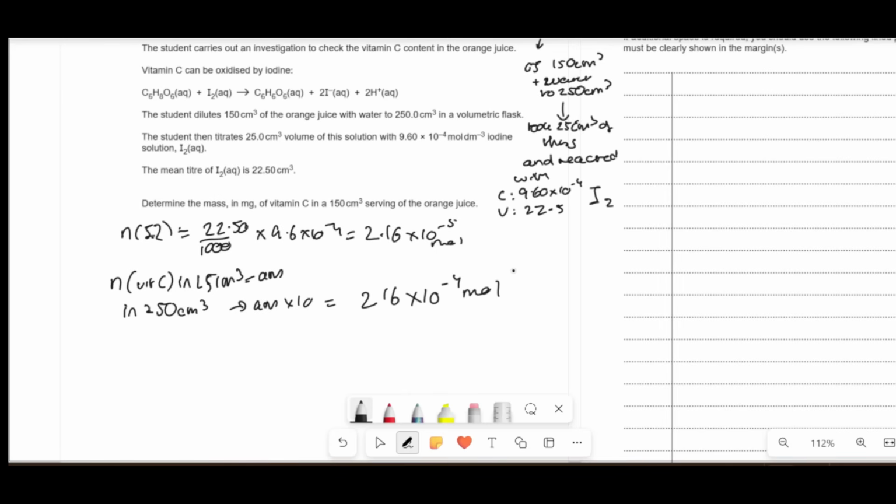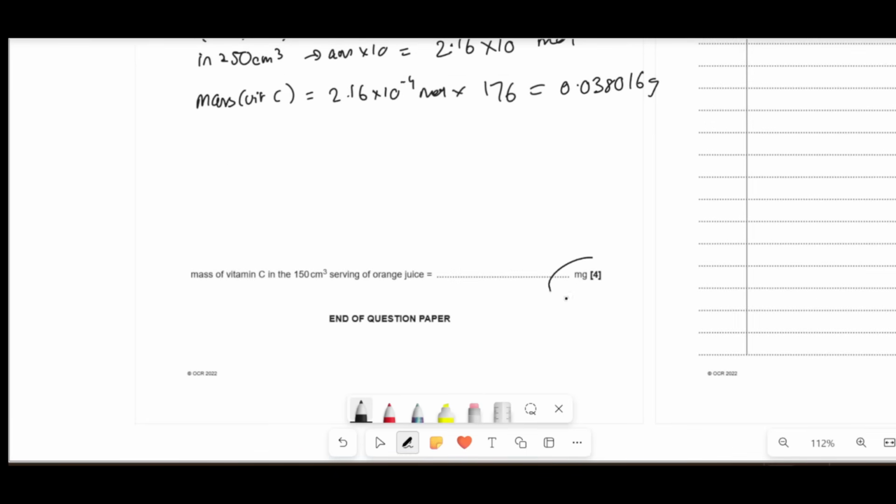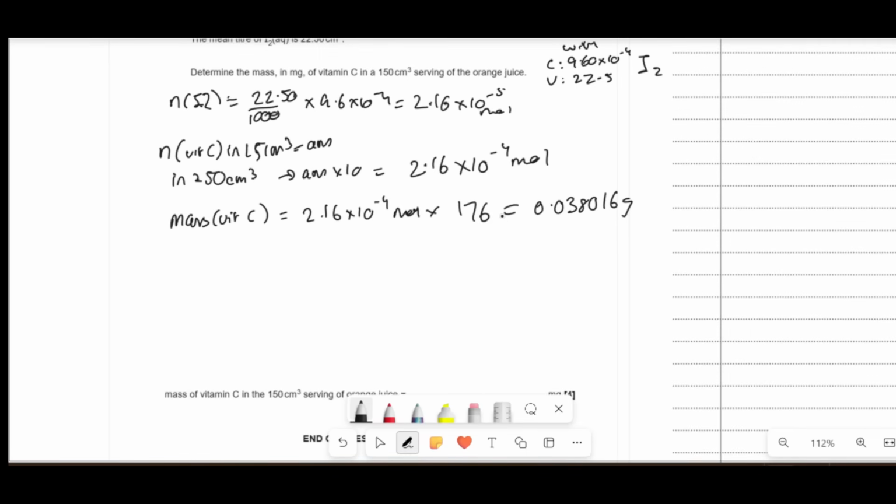Now, we know that this many moles has come from the OJ, which is 150 cm^3. There's no other reason why there would be any vitamin C in there. So that means we can work out the mass of the vitamin C, because all of that must be the vitamin C in this orange juice solution. So 2.16 times 10 to the minus 4 moles times the Mr of the vitamin C, which is 176, will give you 0.038016 grams, but the question wants it in milligrams, and this, remember, is from the 150 cm^3 sample, so it's going to be 38 milligrams, divided by 1,000.